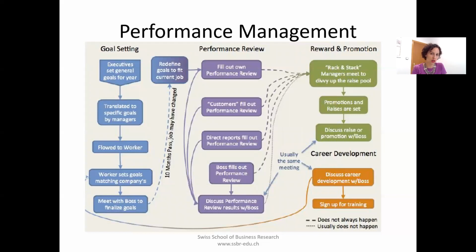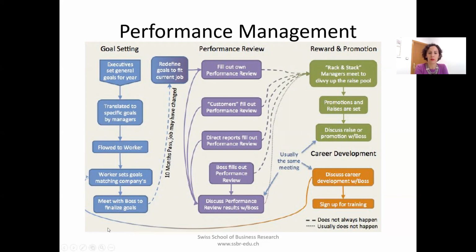How is HR going to be able to assist the business in reaching the general goals? Then the manager passes this information on to the worker, to the employee. Together with the manager, the employee also sets the goals that are aligned to match the company's goals.